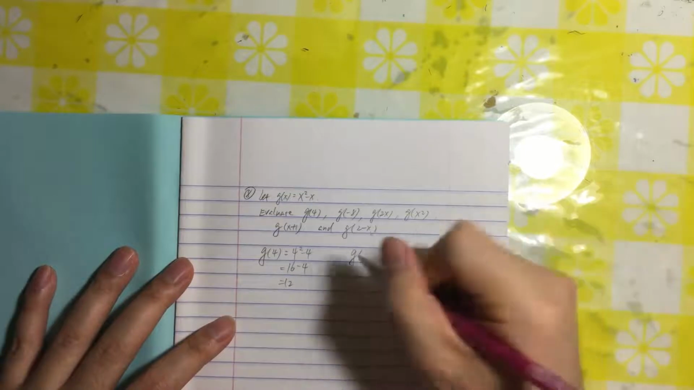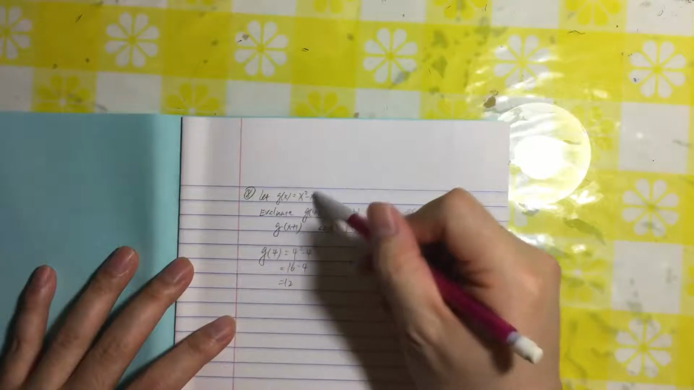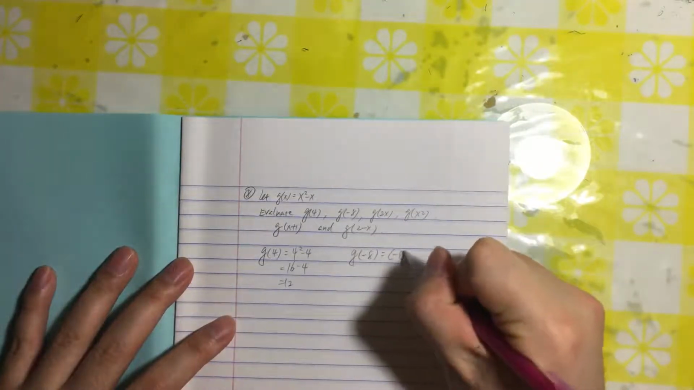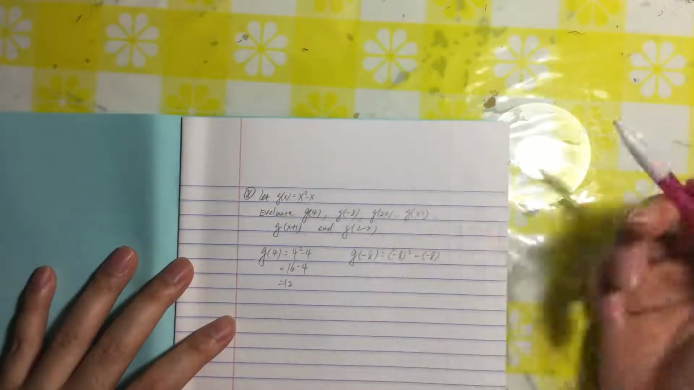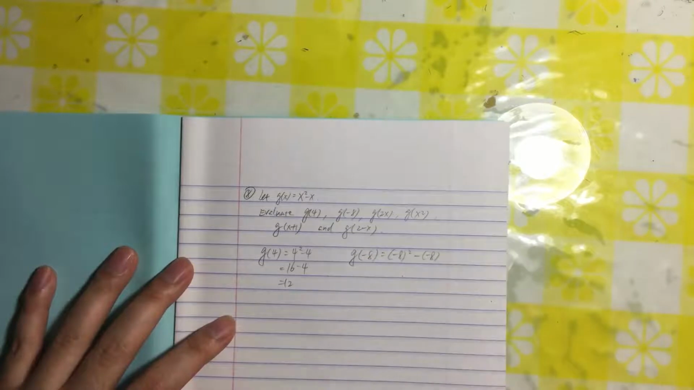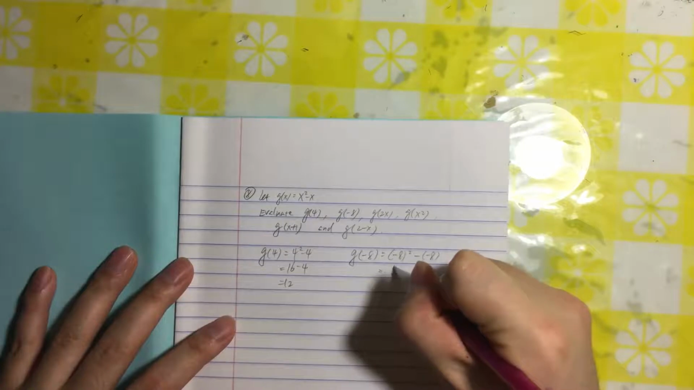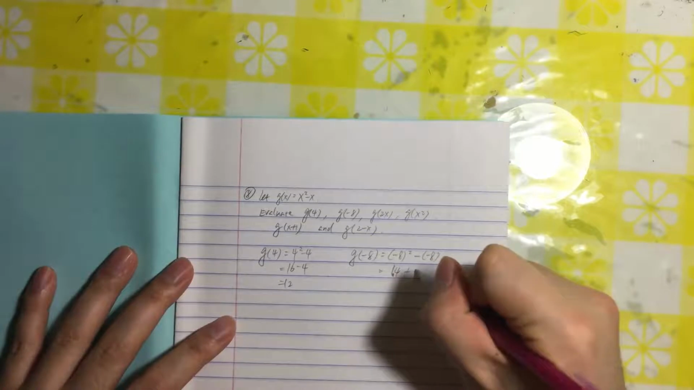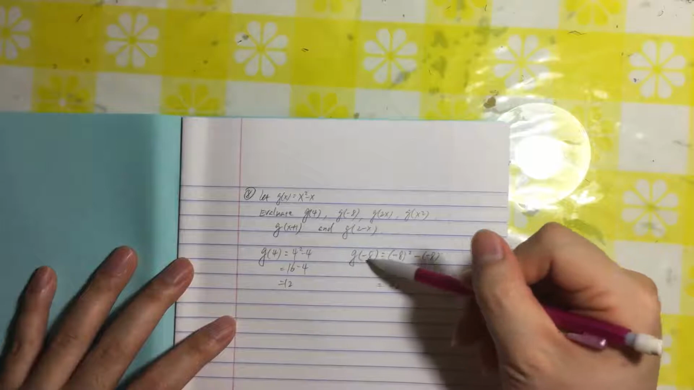Next, how about g of negative 8? For g of negative 8, we replace x with what's in the parentheses. Always replace each x with what's in the parentheses. So I get negative 8 squared minus negative 8. Negative 8 squared is positive 64. And minus negative 8, double negative is positive. We get 64 plus 8, which is 72. Which means g of negative 8 equal to 72.